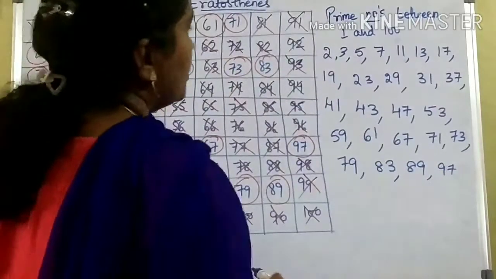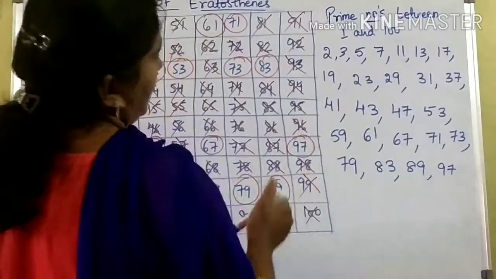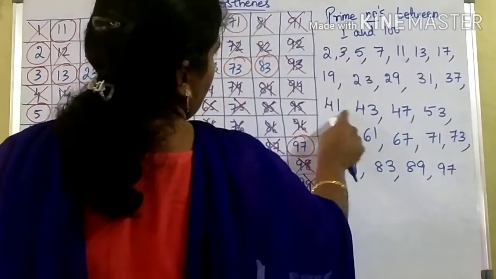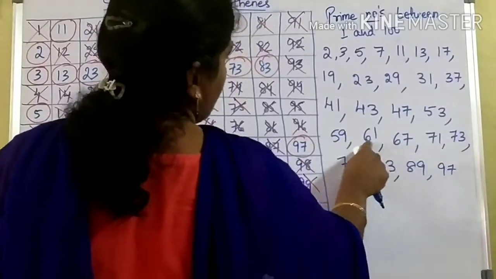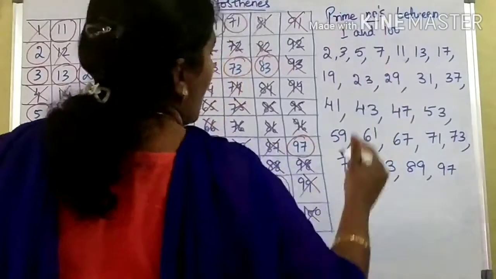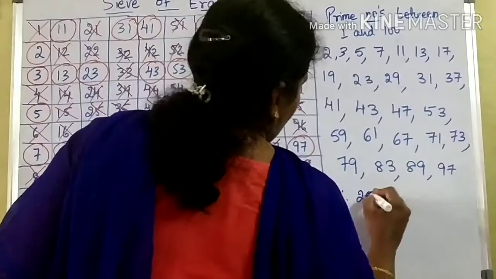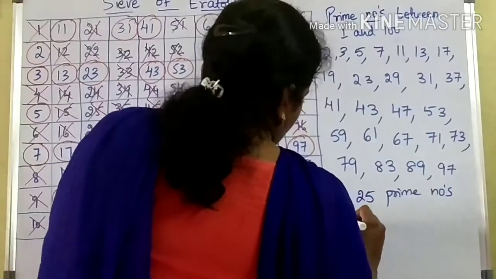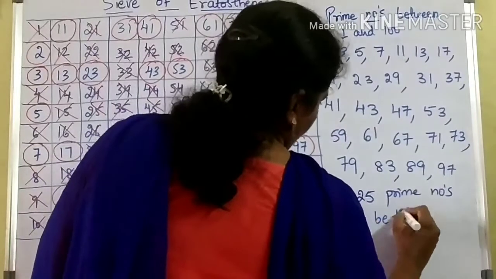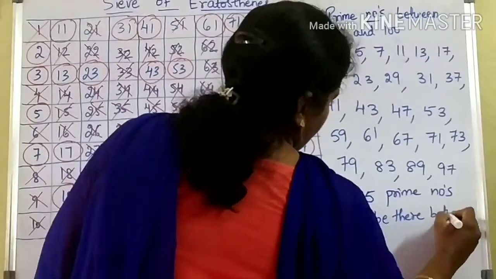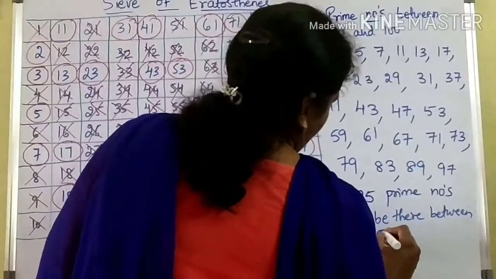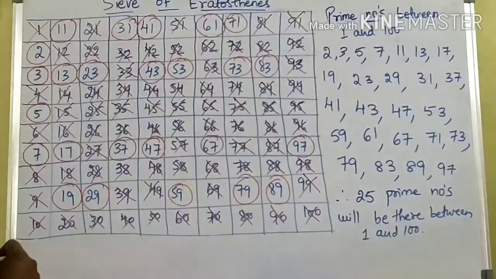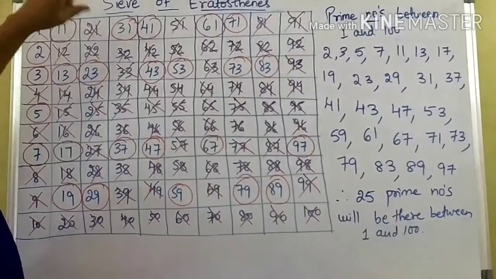If you count all these prime numbers, we will see how many. 1, 2, 3, 4, 5, 6, 7, 8, 9, 10, 11, 12, 13, 14, 15, 16, 17, 18, 19, 20, 21, 22, 23, 24, 25. Therefore, a total of 25 prime numbers will be there between 1 and 100. So, this is how we will find the prime numbers. This method was invented by Eratosthenes.